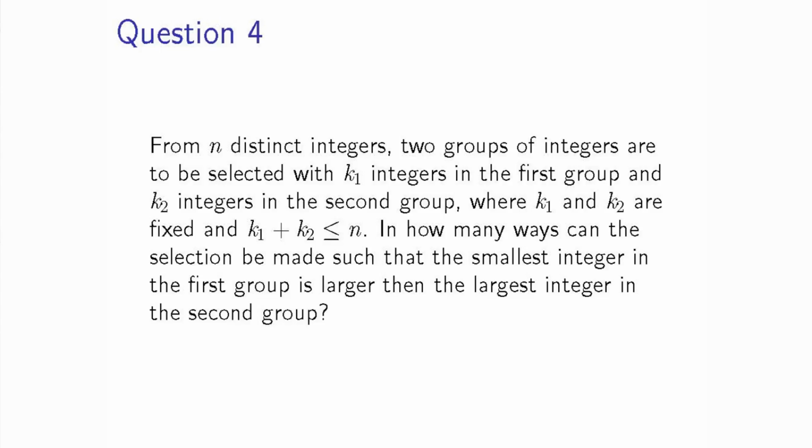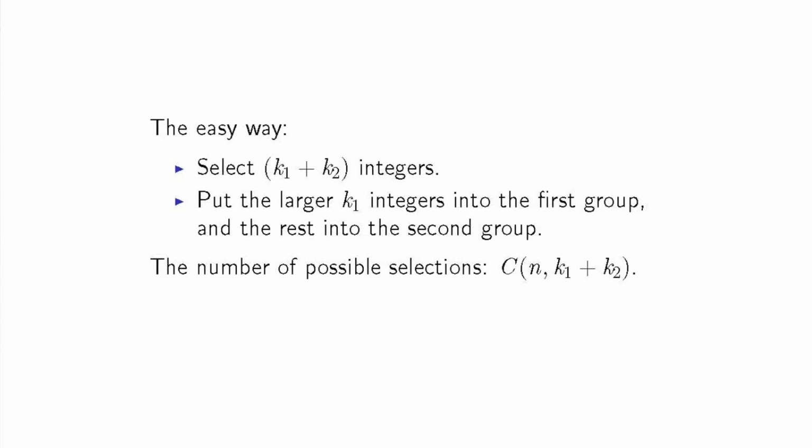So a simple way to select is, first we select k1 plus k2 integers. Then we pick the larger k1 integers into the first group and the remaining ones into the second group. So the number of possible selections is simply n choose k1 plus k2. And for the second step, we have only one possible way to select.